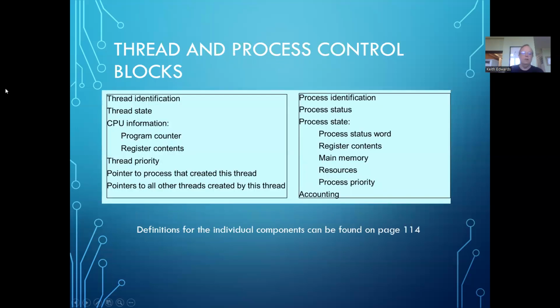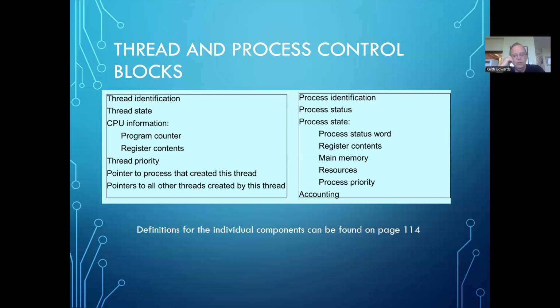So what's in there? Probably the important one to know is the process status word, and that's the current instruction counter and register contents when the job isn't running, but is either on hold or ready or waiting. And so this is important for when you're doing context switching. You have to save where you're at and be able to come back to it. The program counter, register contents, main memory, resources, priority, those should all be fairly self-explanatory.